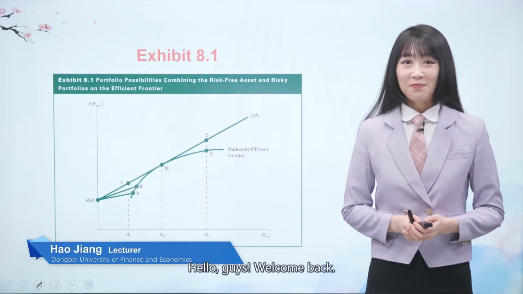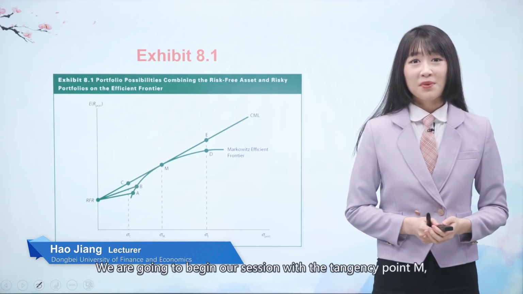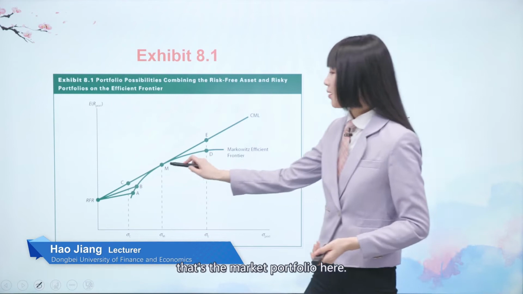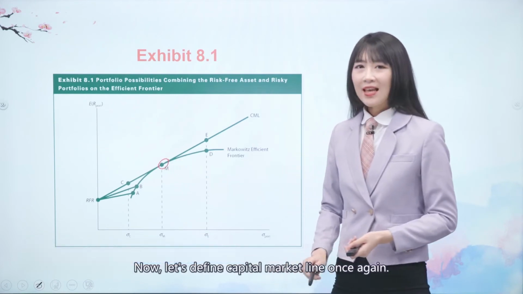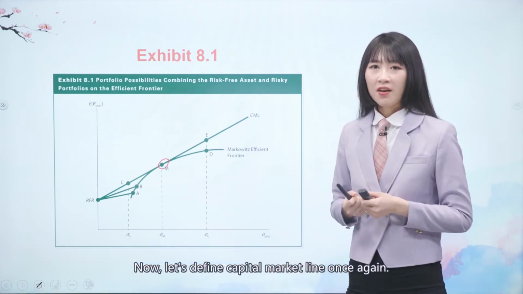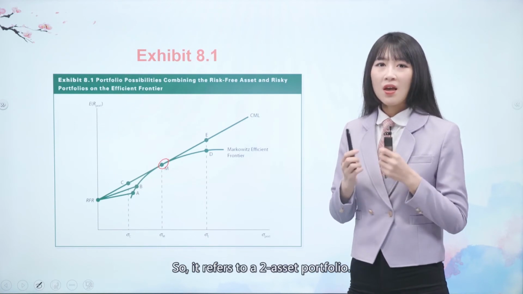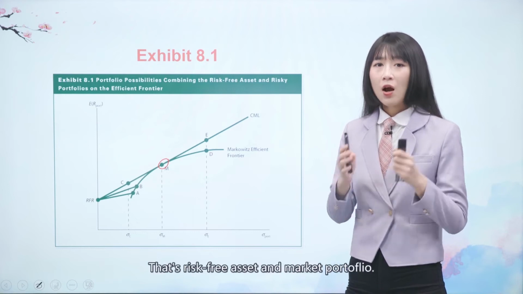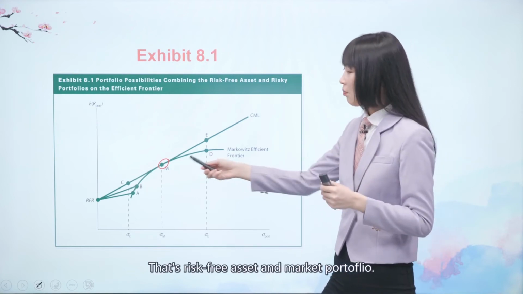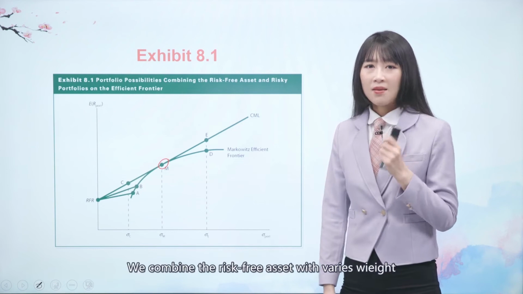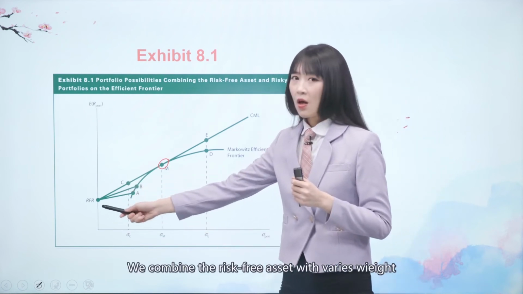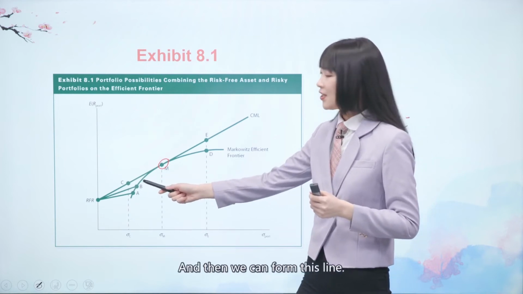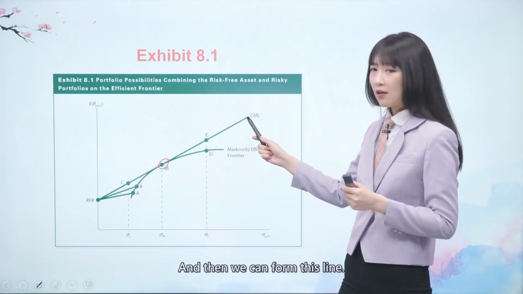Hey guys, welcome back. We are going to begin our session with the tangency point M. That's the market portfolio here. Now, let's define the capital market line once again. It refers to a two-asset portfolio: the risk-free asset and the market portfolio. We combine the risk-free asset with various weights with the market portfolio, and then we can form this line.